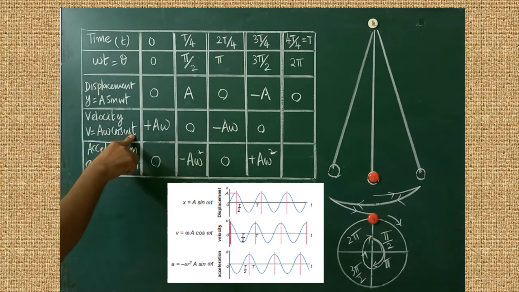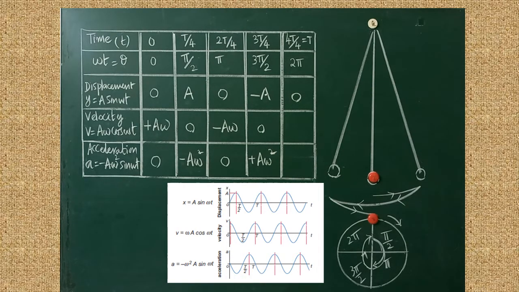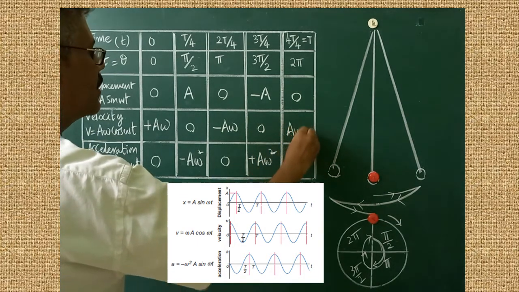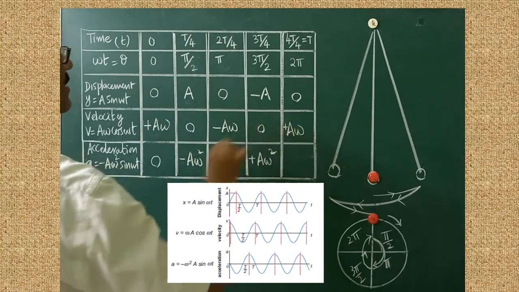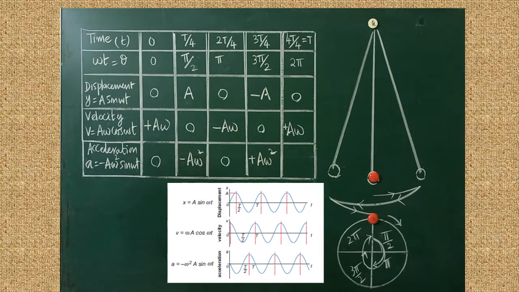Cos 2 pi. What is the value of cos 2 pi? You should know the sine curve, cos curve and tan curve. All the curves must be clearly understood, only then there won't be any difficulty in finding the values. Cos 2 pi value is 1. So 1 into a omega is equal to a omega. Now velocity value becomes a omega. It can be taken as plus, because the velocity is acting in the positive direction.